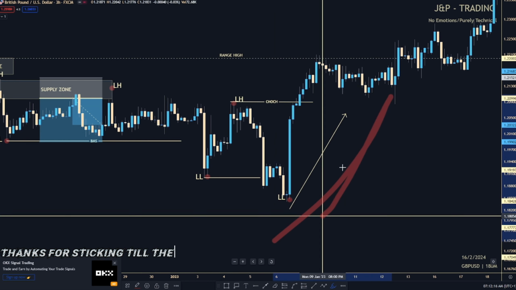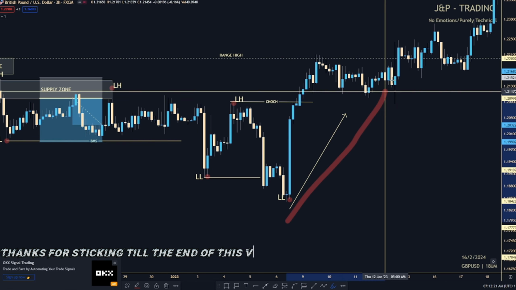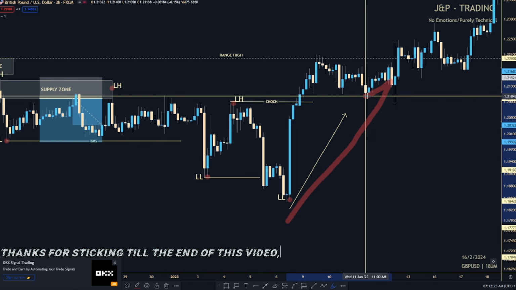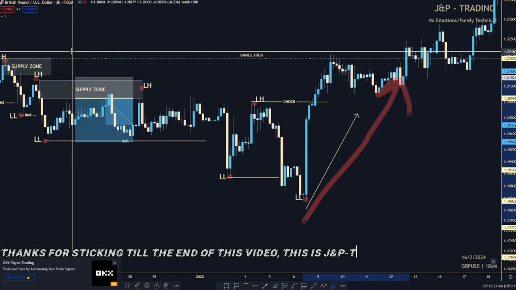Okay guys, this is how to read structure in the market.